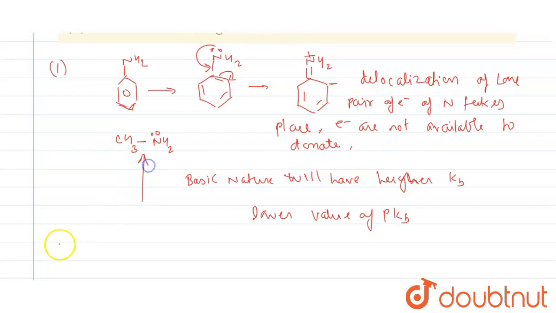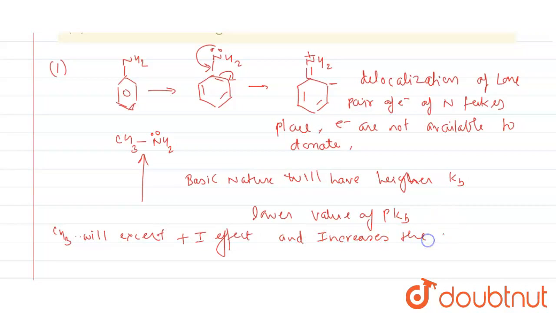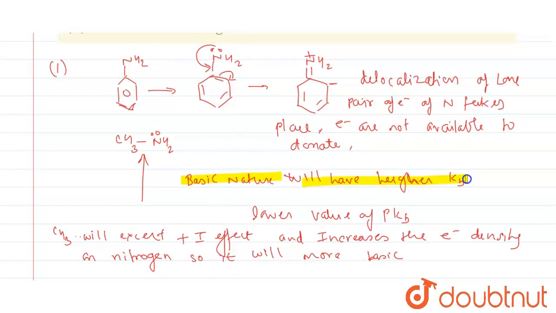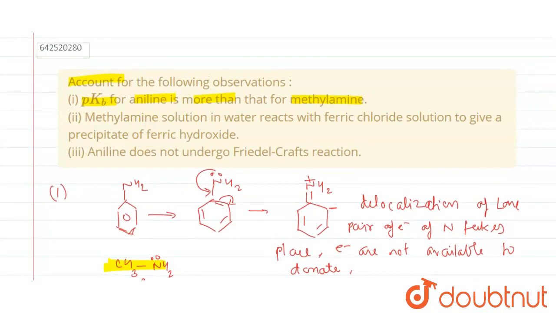If electrons are not available, how will it be basic? But in the case of methylamine, CH3 will exert a plus I effect and increase the electron density on nitrogen, so it will be more basic. The higher the basic nature, the higher the value of Kb and the lower the value of pKb. That's why CH3NH2, methylamine, has a lower value of pKb than aniline. This is the reason.